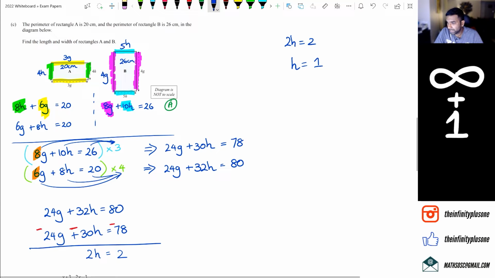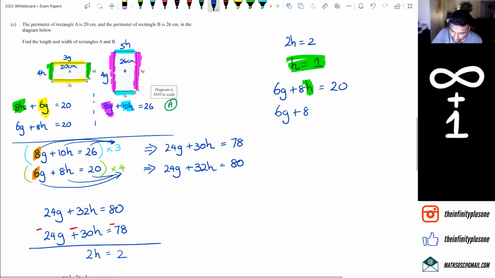With that in mind, I actually need to work out what g is. So I need to pick one of those equations. I could pick rectangle A or rectangle B. It doesn't really matter. I'm going to go with rectangle A. So I've got 6g plus 8h equals 20. And because I've discovered that h is equal to 1, I'm going to substitute h equals 1 here, which means I'm going to get 6g plus 8 times 1.